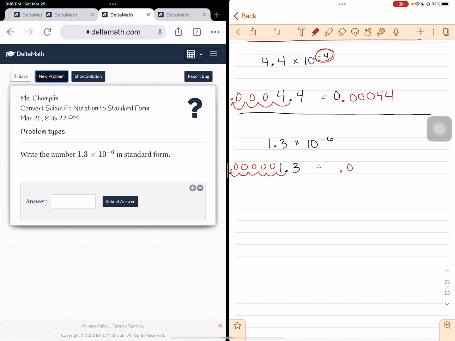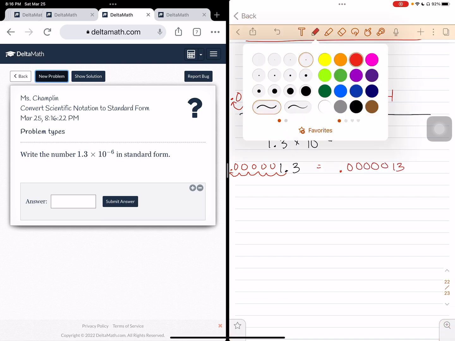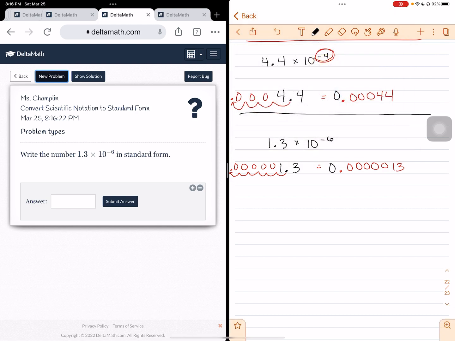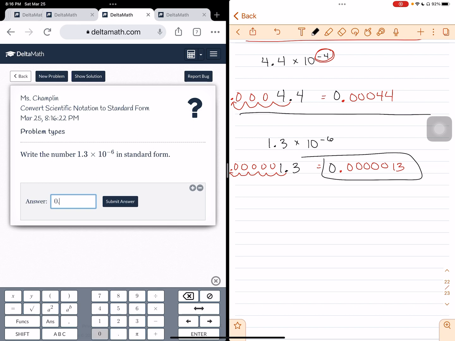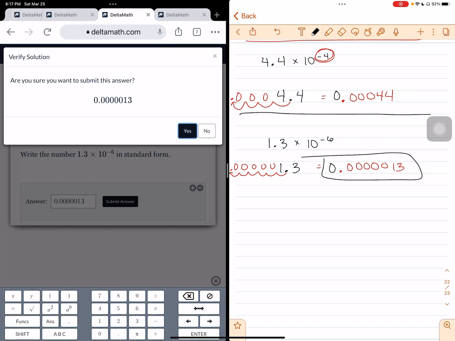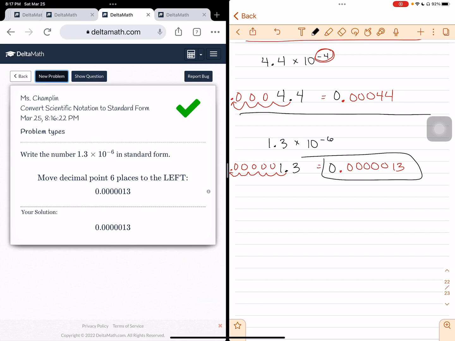So this is going to be 0.0000013. And then again, I always like to add a 0 out in front of the decimal just so it's more clear what the number is. So 0.0000013. There we go. Be really careful with counting your zeros. All right, last one.